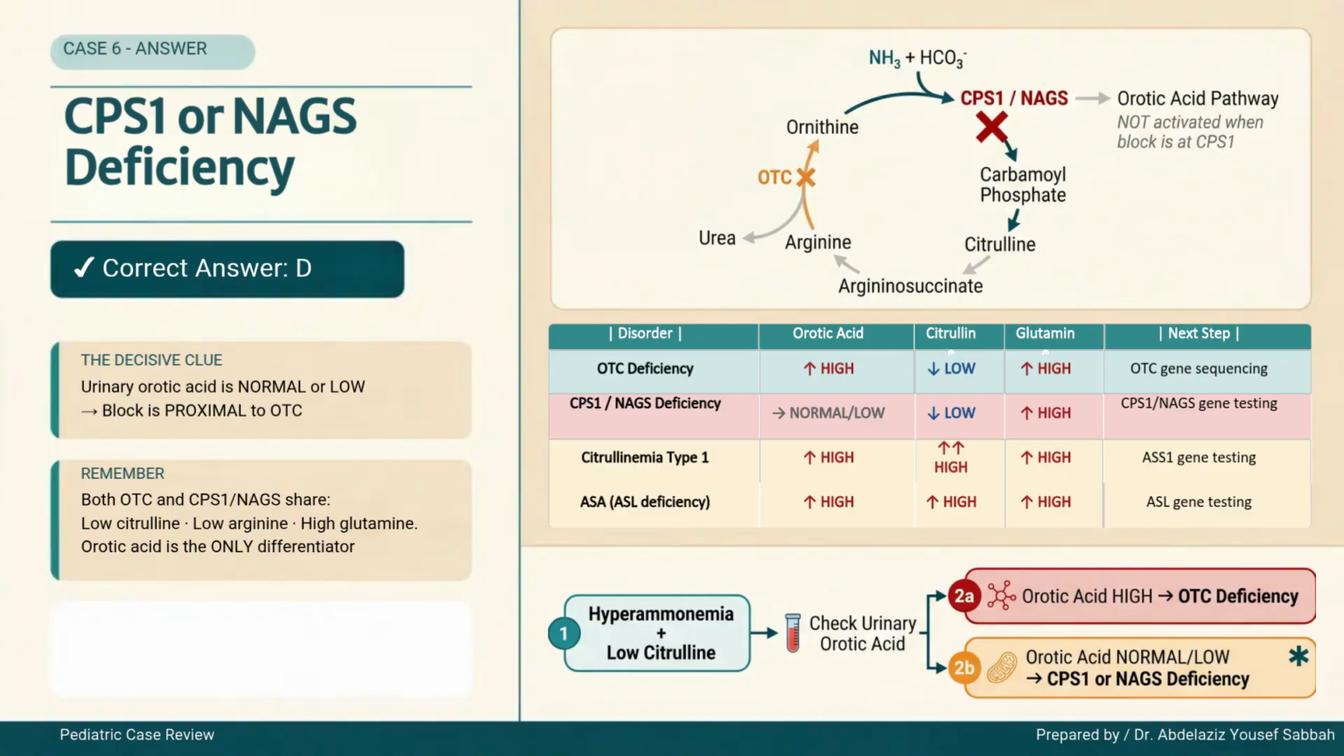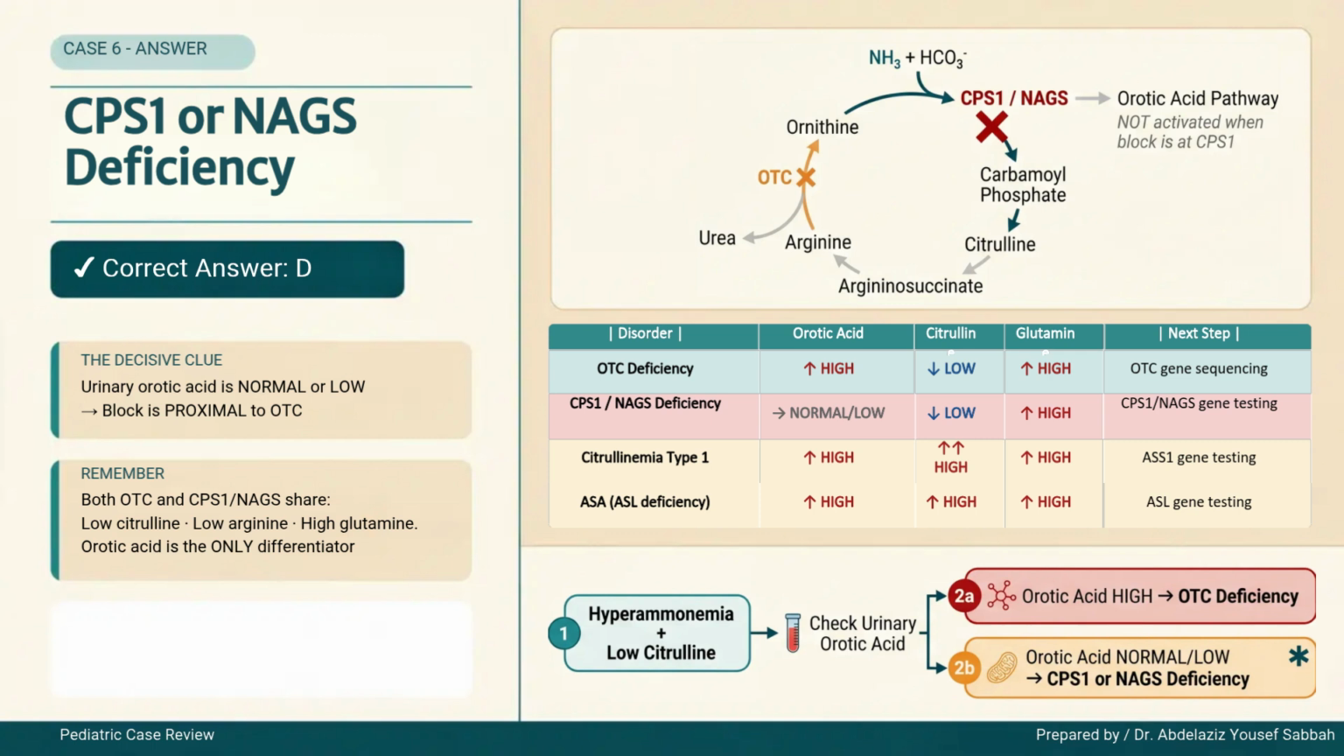The answer is D, CPS1 or NAGS deficiency. The decisive clue is the normal to low urinary orotic acid, which tells you the block is proximal to OTC. With CPS1 or NAGS down, carbamoyl phosphate is never made, so nothing shunts into the orotic acid pathway. Remember, OTC and CPS1/NAGS share low citrulline, low arginine, and high glutamine. Orotic acid is the only thing that separates them.